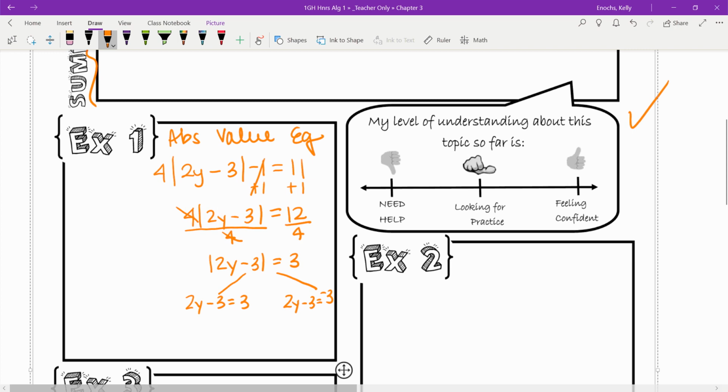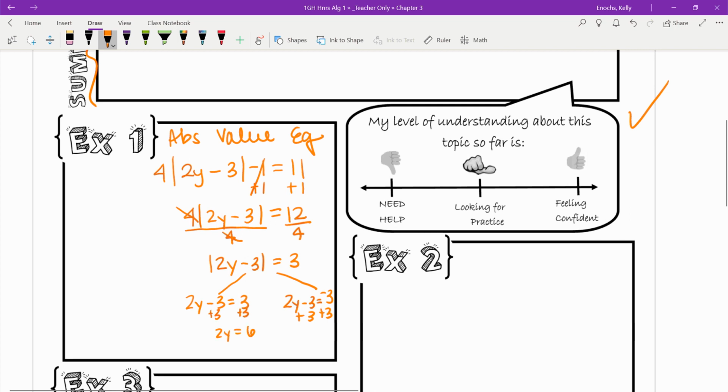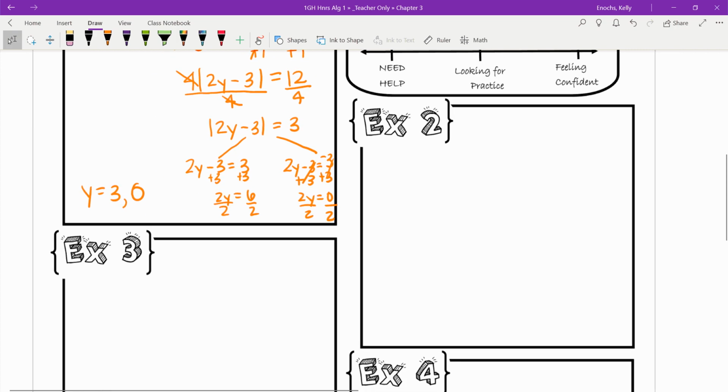Then you solve these just like you would regularly. So add 3 to both sides. 2y equals 6. 2y equals 0 on both of these sides. Divide by 2. Divide by 2. And I get y equals 3 and y equals 0. Okay, so for absolute value, you have to have two different answers when you get your absolute value going. All right, let's take a look at another one.